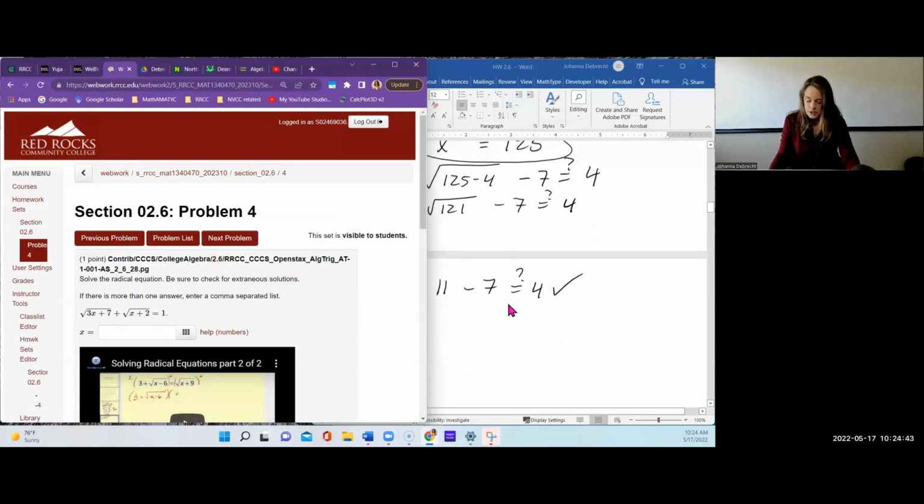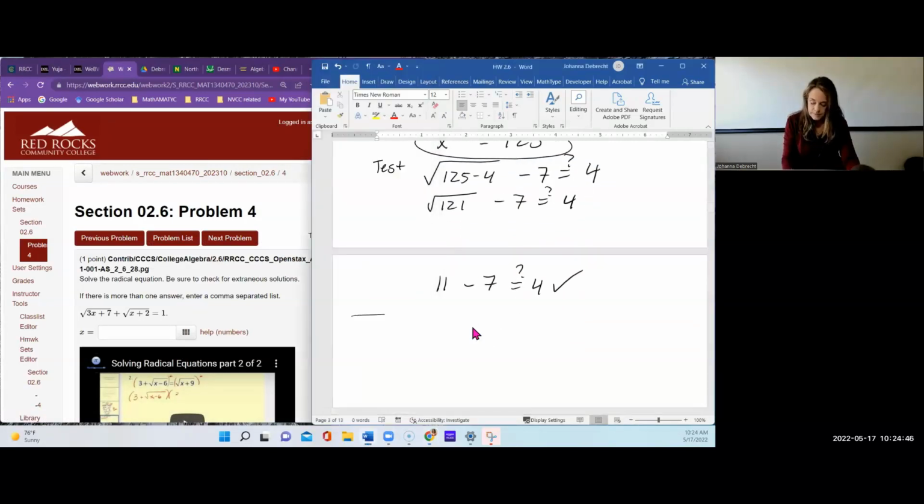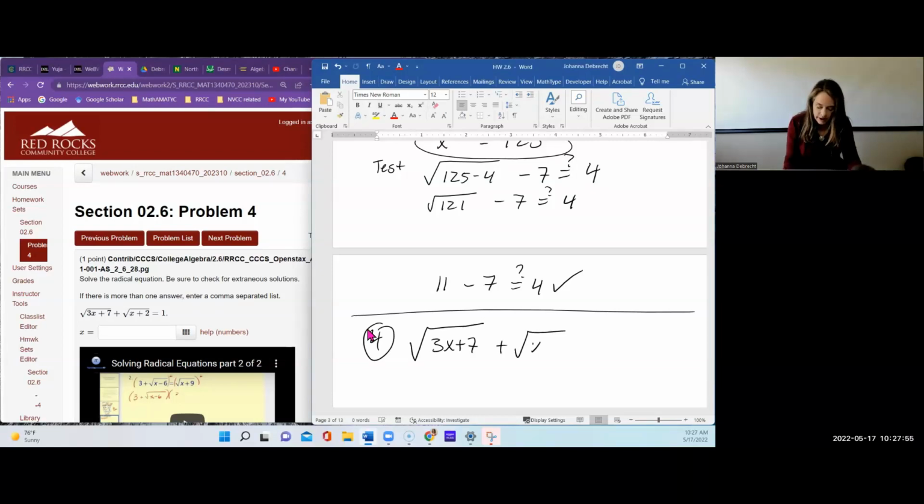Let's take a look at this more difficult problem, number 4. In number 4, what we can see is we have 2 different radicals. This is going to make the problem more complicated. In fact, it's going to lead us to have to isolate and square twice instead of just once. Let's write the problem down and get started. We have the radical of 3x plus 7 plus the radical of x plus 2 equal to 1.